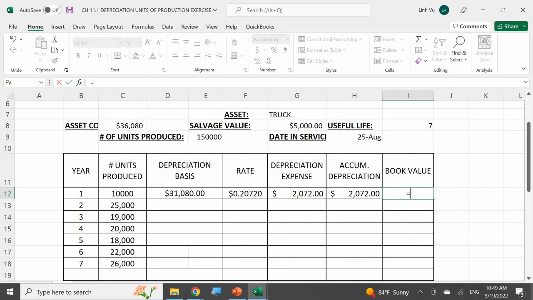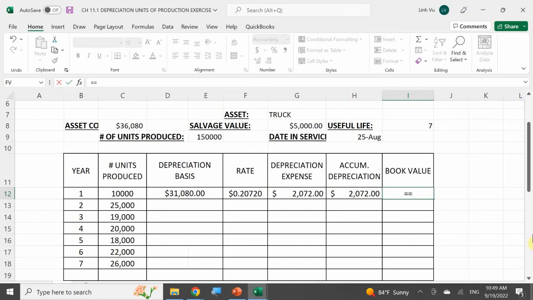Okay. So what does book value determine? Well, right now, I used $2,072 because I drove 10,000 miles, right? Right. I want to know what is my current value of my fixed asset. So how do I determine that? I need to take my asset cost minus my accumulated depreciation because that's how much I used for the first year. So you would take the 2072 from the 36,000. Correct.